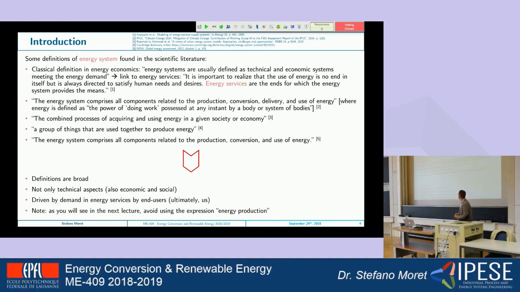For example, in some of the definitions, you see that it's not only concerning the technical aspects. As Francois said, when we talk about energy, we cannot forget the economic and social impact. And the main point, which is often forgotten, is that the energy system exists in order to satisfy a given demand, which ultimately is human needs. So you see, for example, the definition up there, is that energy services are the end for which the energy system provides the means.